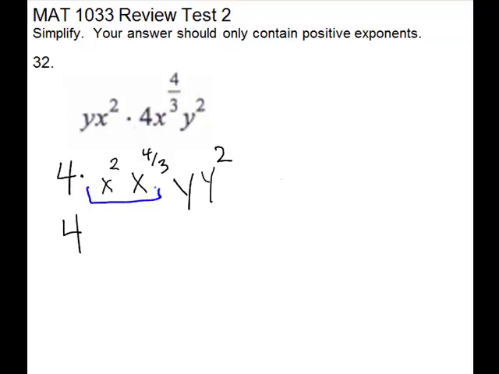The rule is keep the base and add. So we'll go over here to work on that. We have x to the 2 plus 4/3. So we're going to need a common denominator again. Looks like a 3 will work. So our first fraction is the one that needs work this time. It needs a factor of 3. So we have x to the 6/3 plus 4/3. We'll keep that common denominator, the 3, and combine the numerators to give us 10. So we have x to the 10/3.